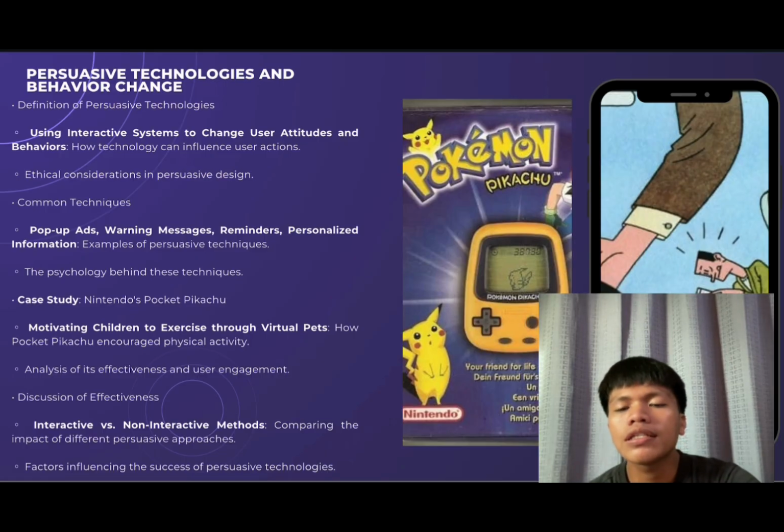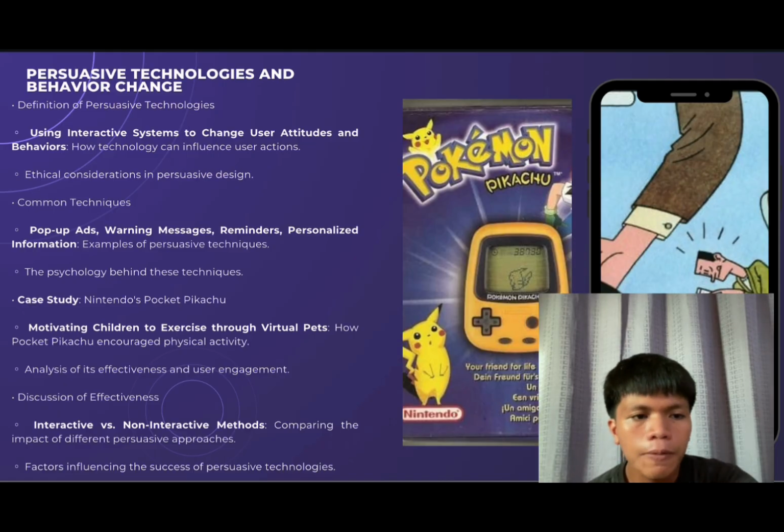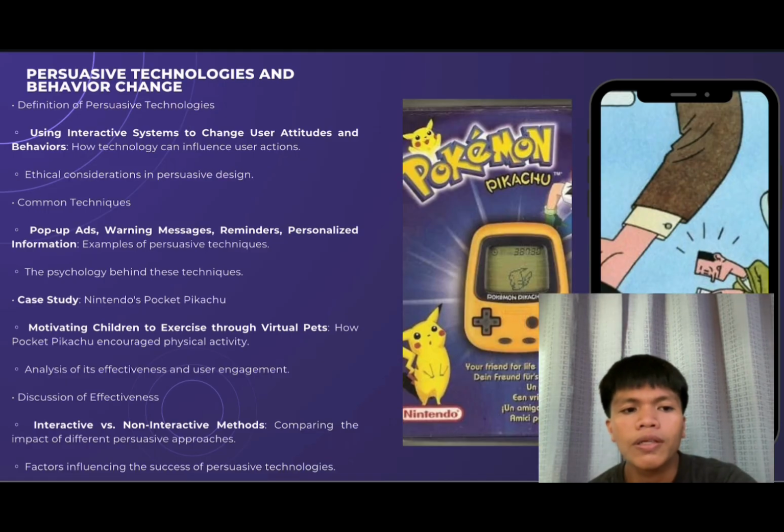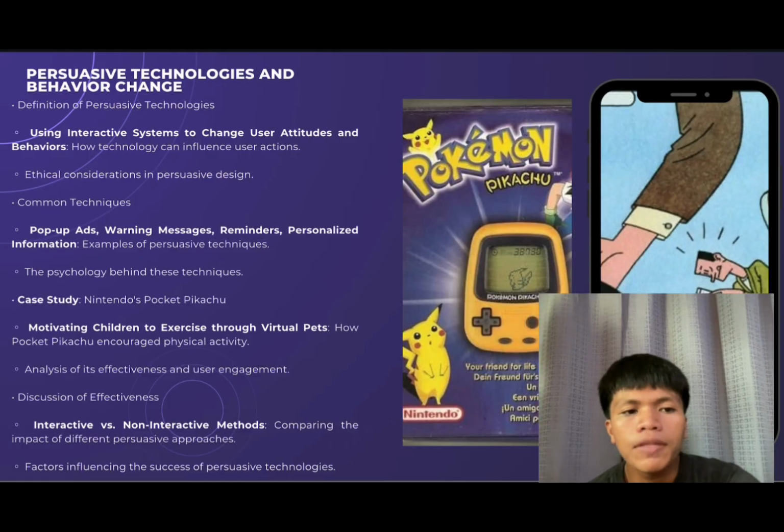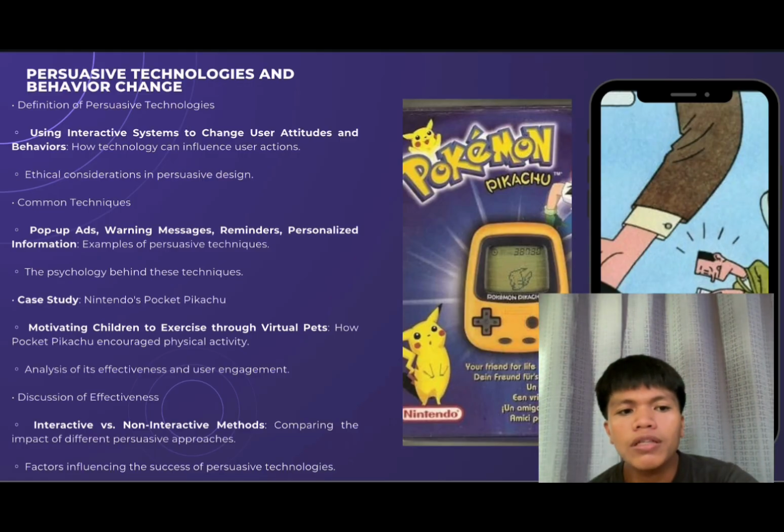A case study example is Nintendo Pocket Pikachu, which aimed to motivate children to exercise through a virtual pet. Comparing interactive and non-interactive methods helps determine the most effective persuasive approaches. Identifying the factors that contribute to the success of persuasive technologies is also vital.